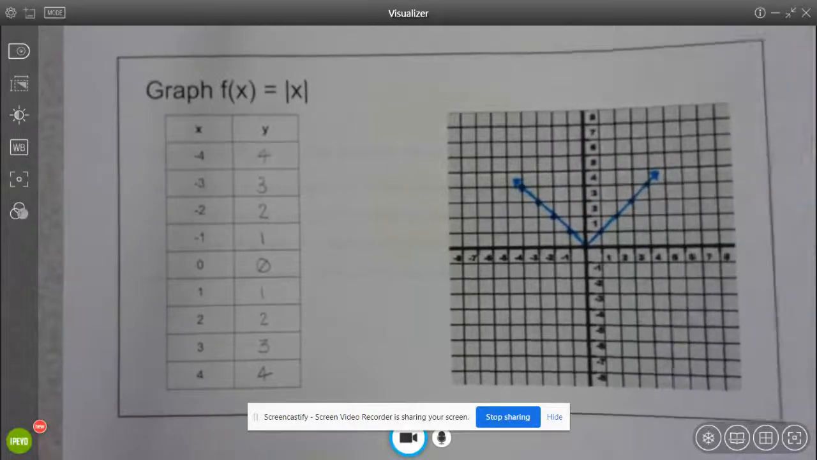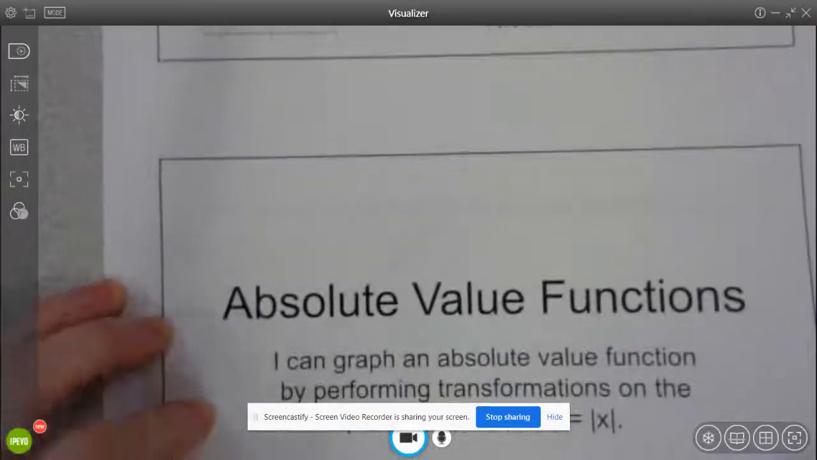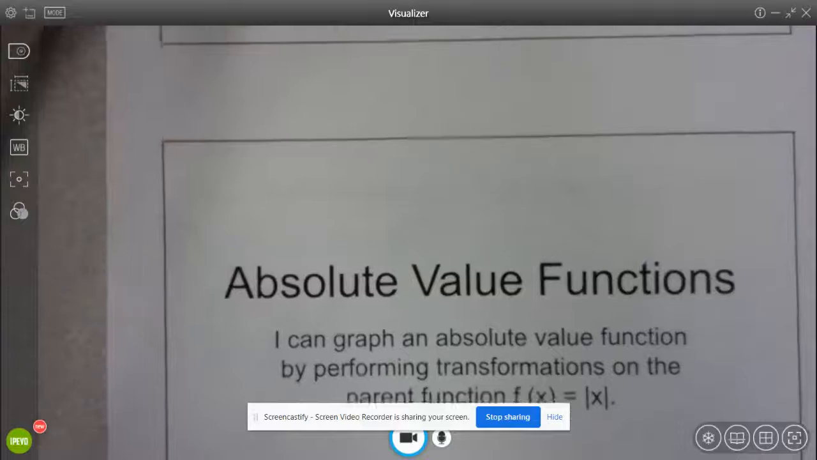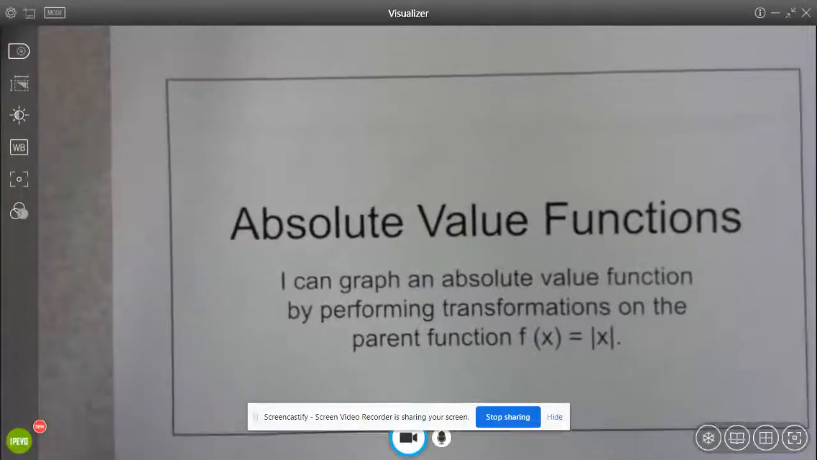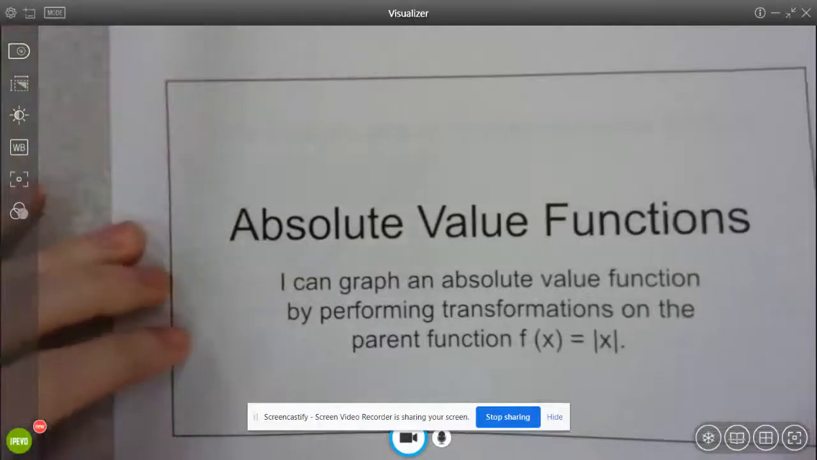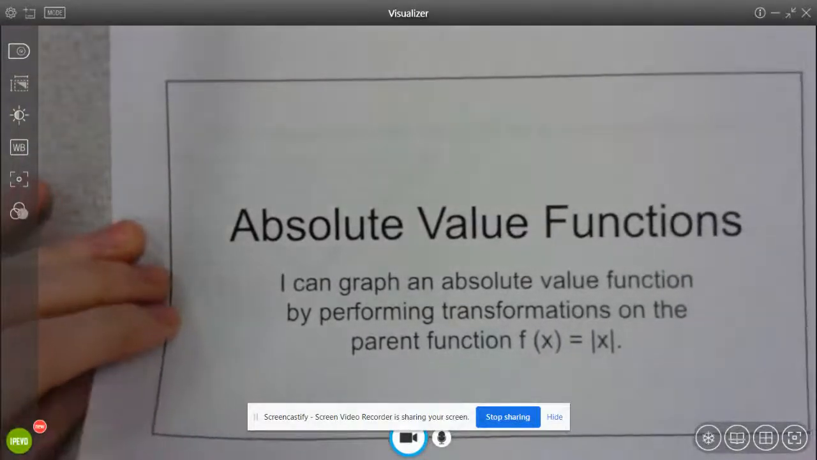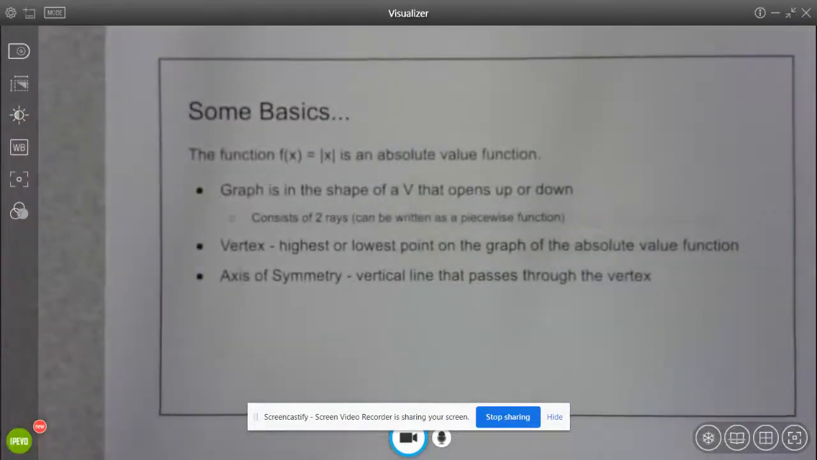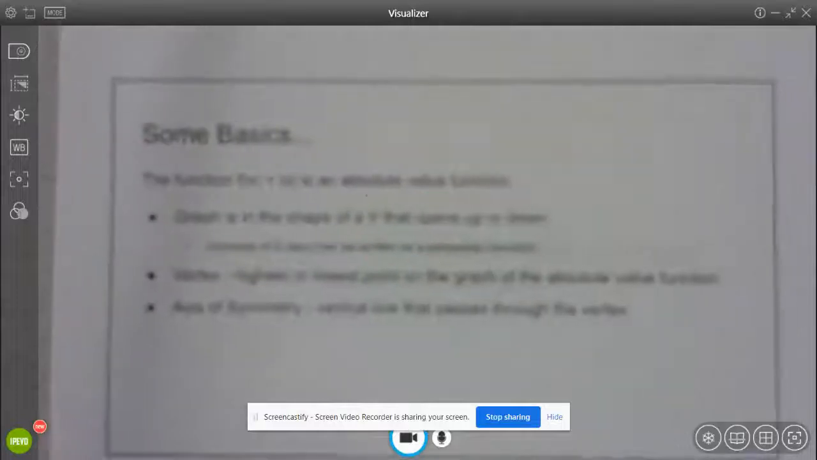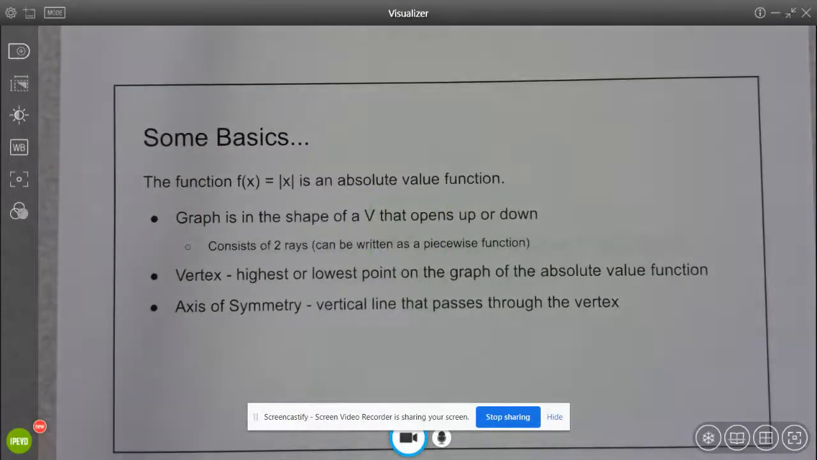So our goal today is going to be able to graph absolute value functions and talk about transformations that have been performed or applied to the parent function, the absolute value of x. So the first thing we're going to talk about is just some basics when it comes to absolute value functions.